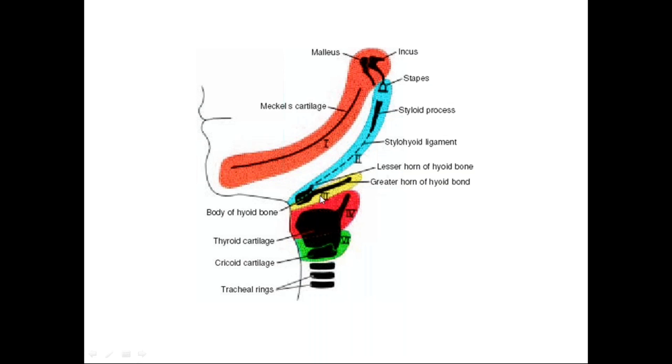Coming to the third arch. Third arch will form the lower part of the body of hyoid bone and the greater cornua of hyoid bone. Fourth and sixth arch will form the cartilages of larynx.